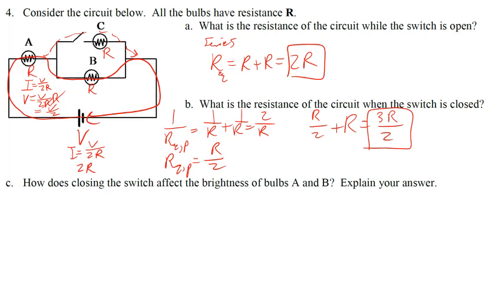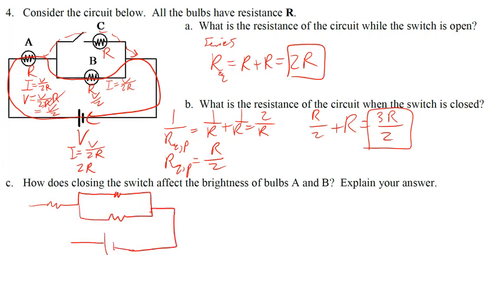Now that means that the other resistor would also have half of the voltage. That means that its current would also be V over 2R. So all this is true when the switch is open. Now let's say that we have now closed the circuit, okay?